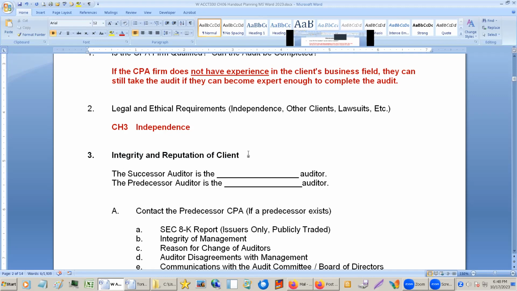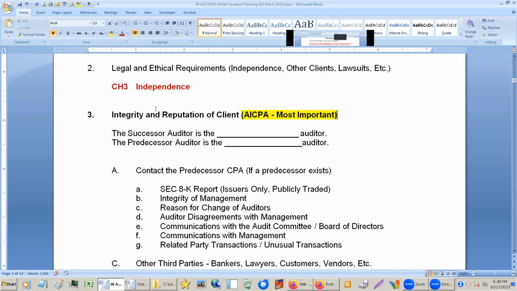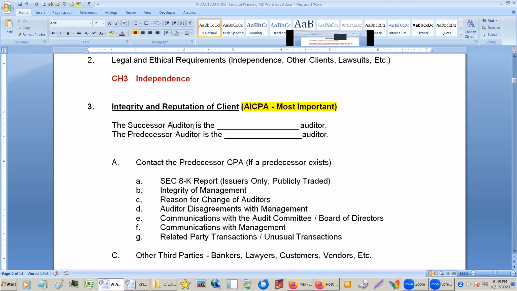Okay, integrity and reputation of the client. According to the AICPA, this is probably the most important. They really, really hammer about the integrity and reputation of the client. You cannot be associated with people who are of ill repute.